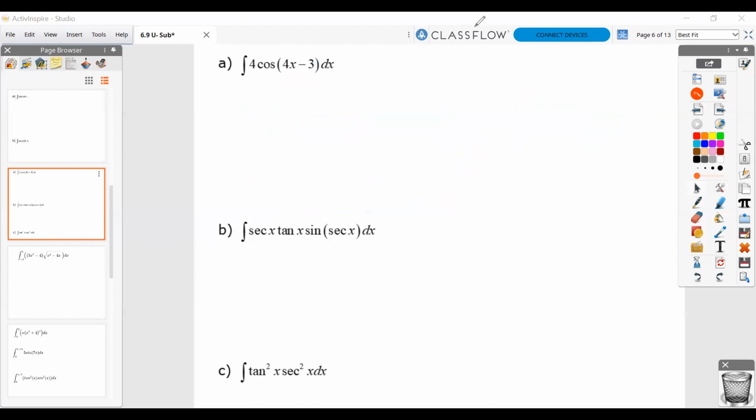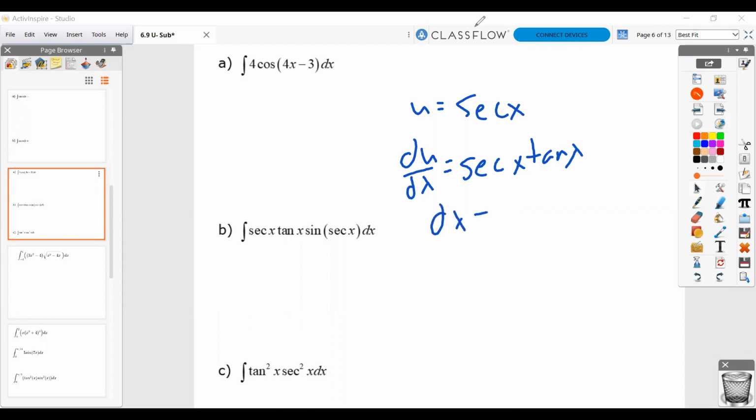For the next one, our goal again is to try to simplify this as much as possible. In this case, if we're looking at what's in the parentheses, we see that the secant is what's in the parentheses, and that tells us we want to use that as our u. So u is equal to secant of x, which means du/dx is equal to secant x tangent x, and so dx is just du over that, which means that when we plug this back in, we're going to divide out that secant tangent, which is great because we're trying to cancel that out.